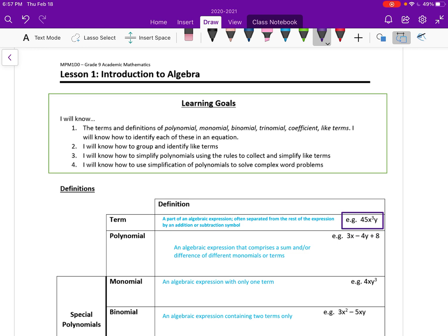Hi class, welcome back to Lesson 1, Introduction to Algebra. This is going to be Lesson 1 of Unit 2, which is just algebra and algebraic expressions. So in Lesson 1, we're just going to do a little bit of intro.